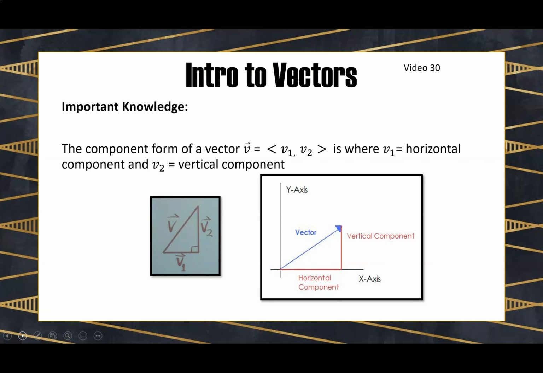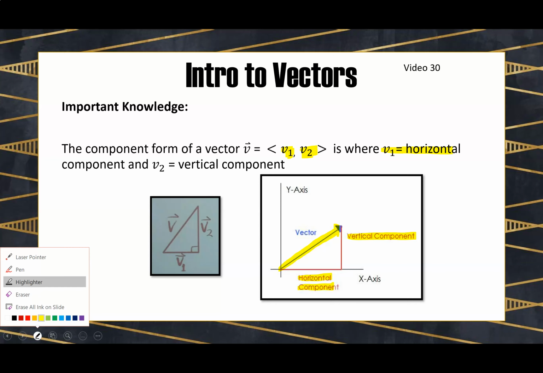Some more important knowledge. The component form of a vector has these little brackets around it. And so you're going to write it as two different things. And what are those two things? Well, V1 is going to be the horizontal component, and V2 is going to be the vertical component. So let's look down here. If our vector is this, then our horizontal length, let's say it's a length of 3, and let's say this vertical component is up 4, we would actually have a vector with a horizontal component of 3 and a vertical component of 4.